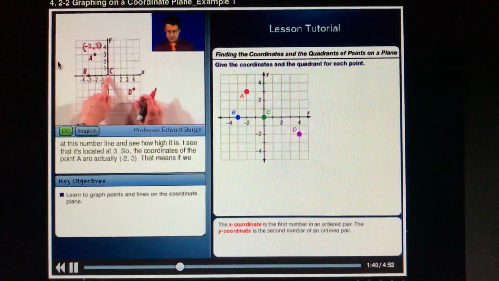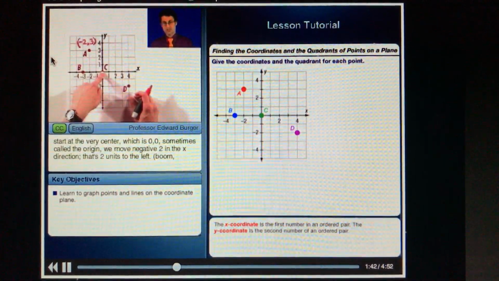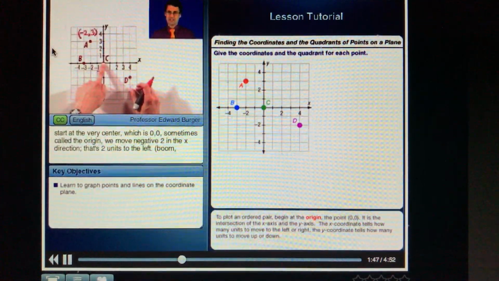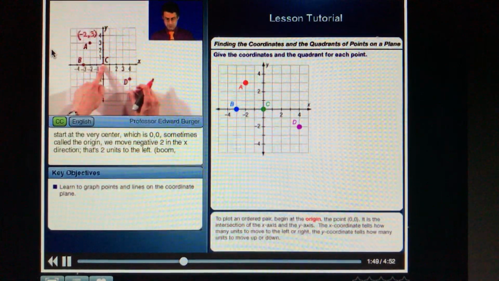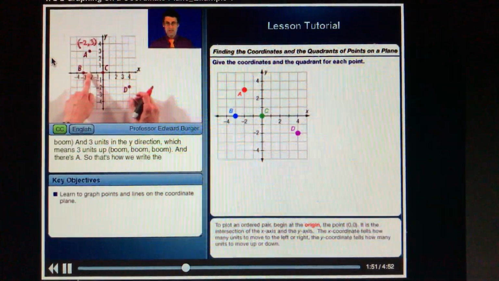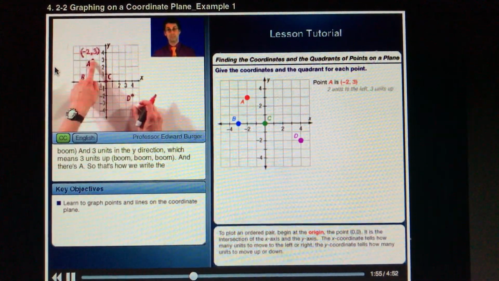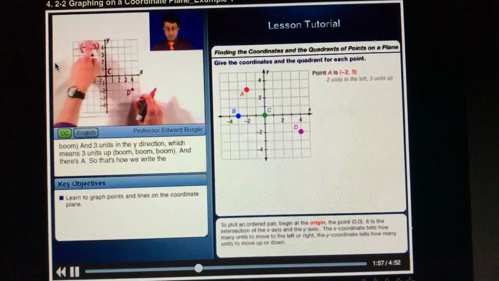That means if we start at the very center, which is 0, 0, sometimes called the origin, we move -2 in the x direction, that's 2 units to the left, and 3 units in the y direction, which means 3 units up, and there's A. So that's how we write the coordinates of A.